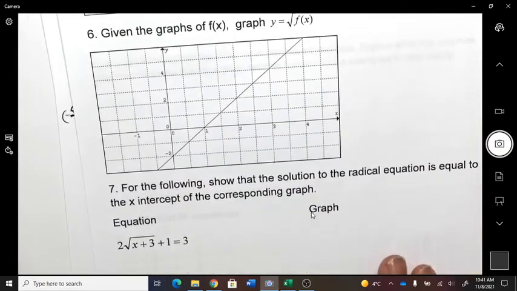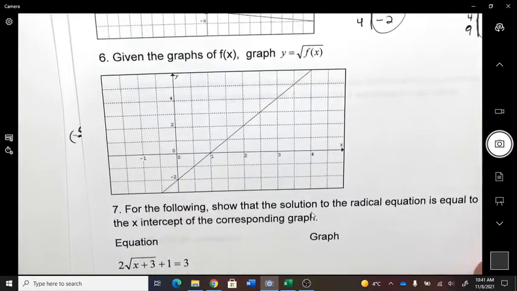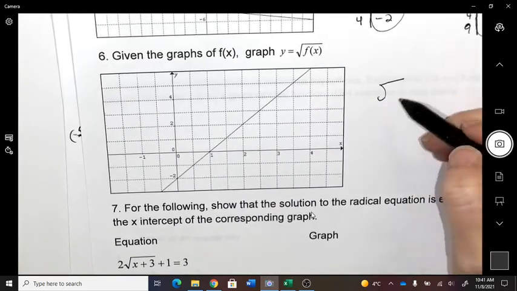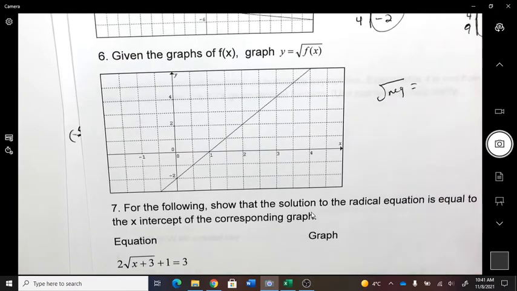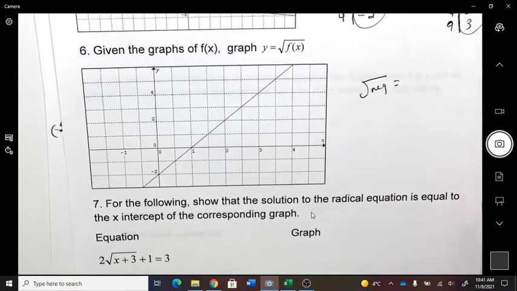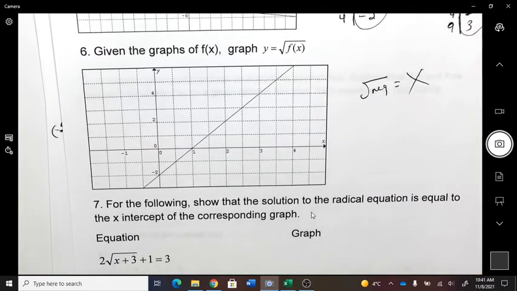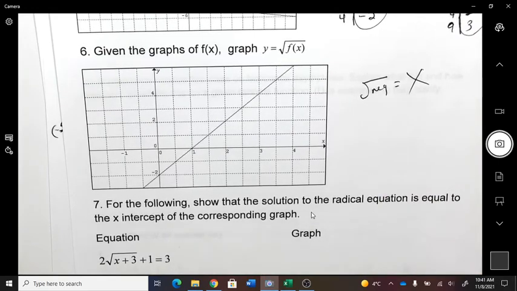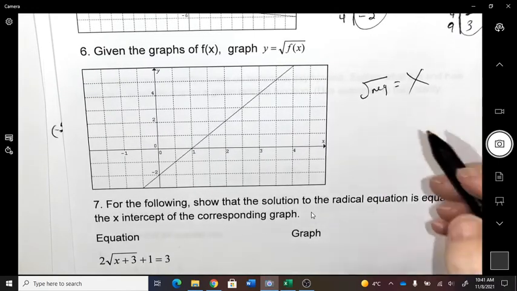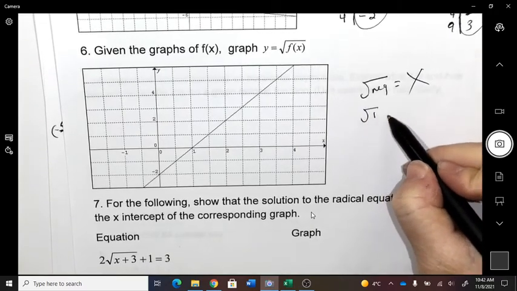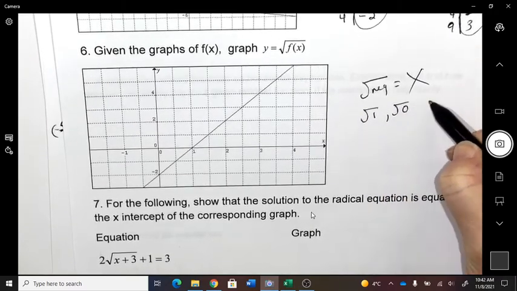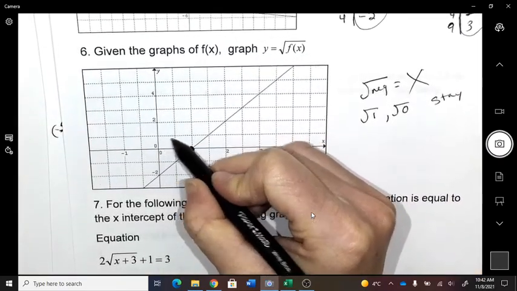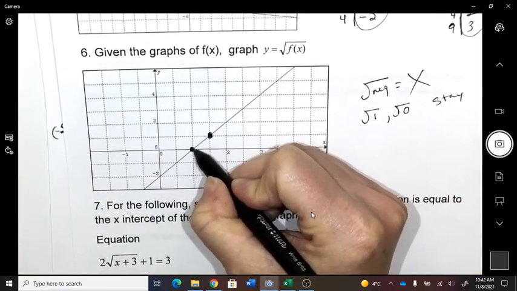Given this graph, the radical of it. So what do I know about my rules? If I square root a negative, what do I do with it? Can't. What are some invariant numbers that I'm going to work with? If I square root 1 or 0, they stay. So the height of 0, the height of 1, they stay.